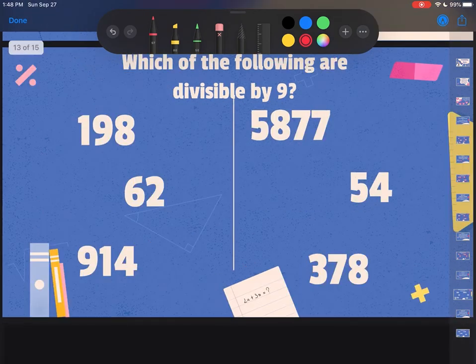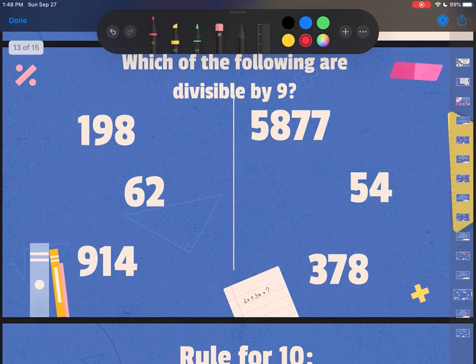So let's look at some examples for 9. Alright, so same kind of idea as 3. I'm going to add up all my numbers, and if it is a multiple of 9, then it is divisible by 9. So I'm going to do 1 plus 9 plus 8 for 198. So 1 plus 9 is 10, plus 8 is 18. So let's skip count by 9. 9, 18. 18 is a multiple of 9, so 198 would be divisible by 9.